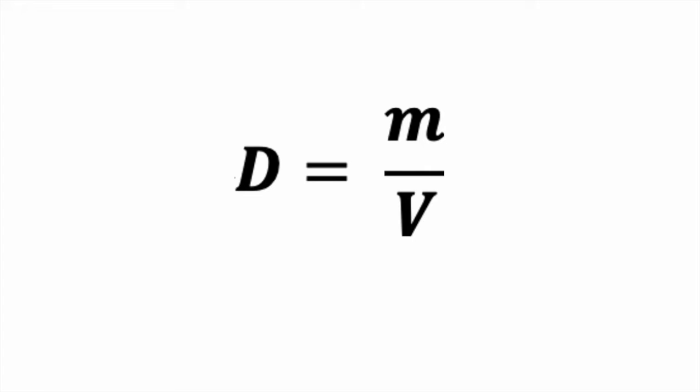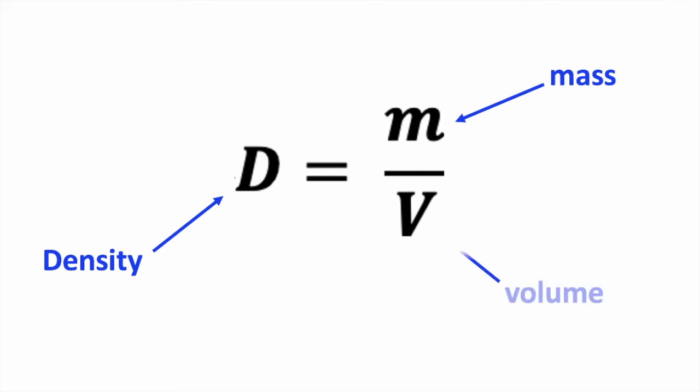We can think about density mathematically too. The mathematical formula for density is this. The D, which stands for density, equals M, which stands for mass, divided by V, which stands for volume. When we put it in this fraction form, that line in the middle tells us that we divide the top by the bottom. And we can use this equation to determine the density of an object.